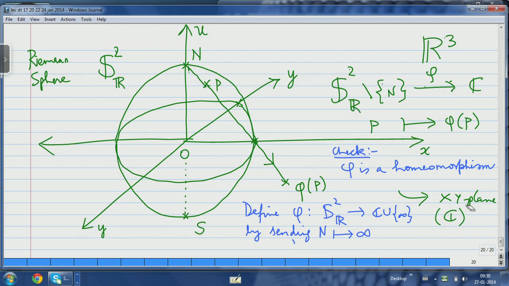And now the point is that this bijective map, if you take it outside the North Pole, is a homeomorphism. Now what you do is put a topology on the extended plane, C union infinity, in such a way that this extended map from the full Riemann sphere to the extended plane, which is C union infinity, becomes a homeomorphism.